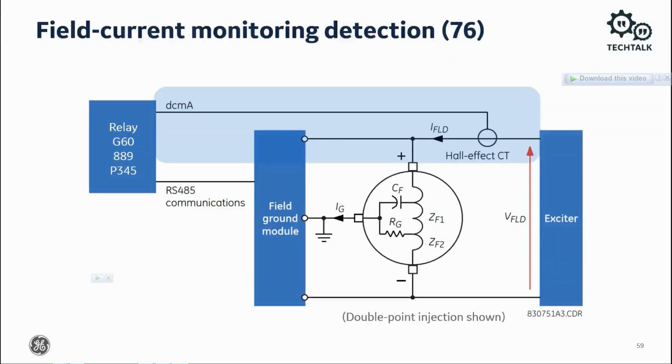A method of monitoring field current, device 76, is shown here. The relay can monitor the field current via a Hall effect transducer that produces a 4 to 20 milliamp output. Assign this signal to the field ground function to detect field overcurrent and undercurrent conditions.